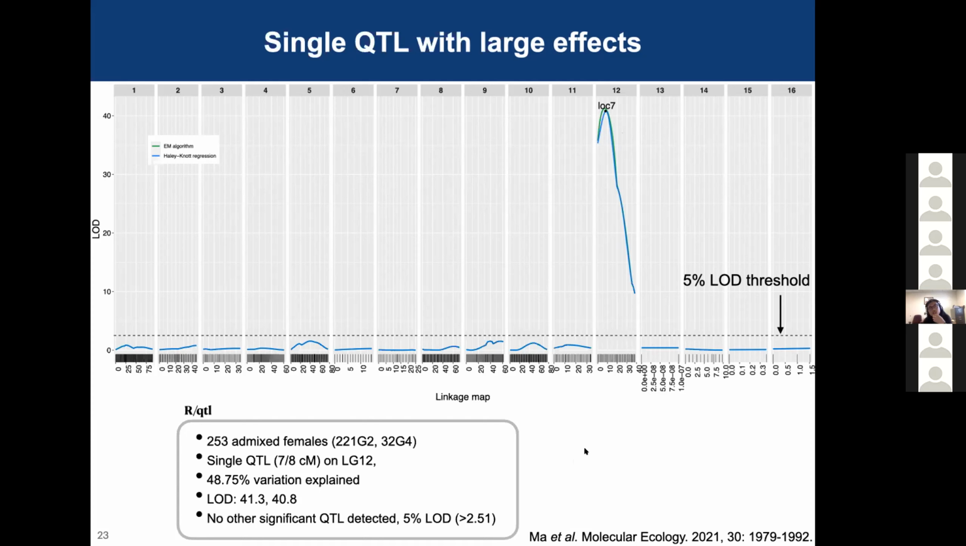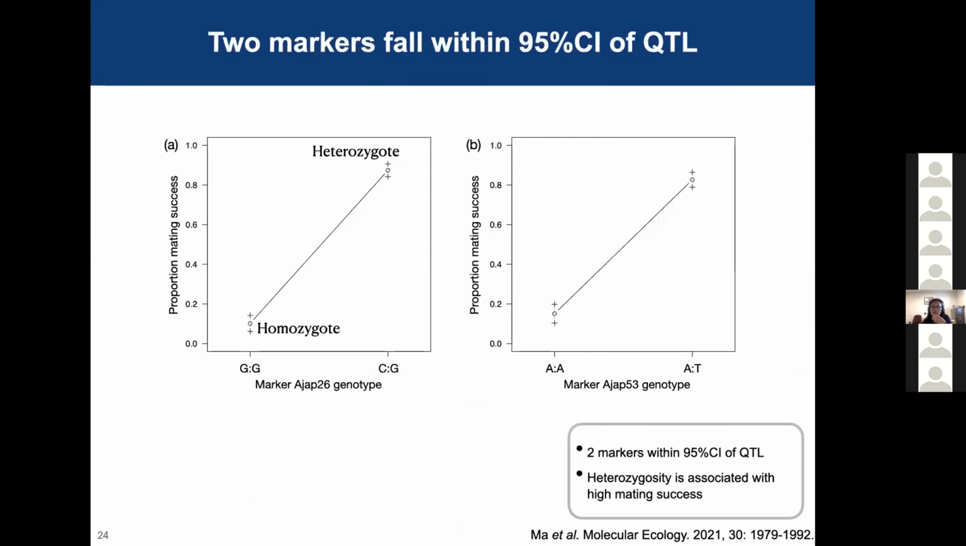So after getting this QTL, we want to understand what the regions under this QTL are. Sorry, one thing I forgot to mention: within this 95% confidence interval, we found two SNP markers associated with this QTL, and we further looked into their association with mating success. We found that in both marker regions, if they are heterozygous, they have the highest mating success. If they are homozygous, they have very low mating success.